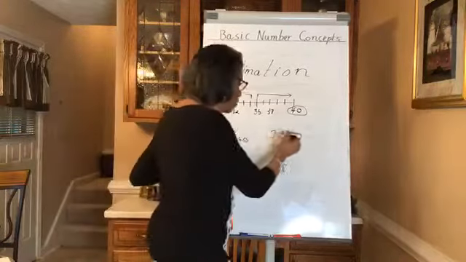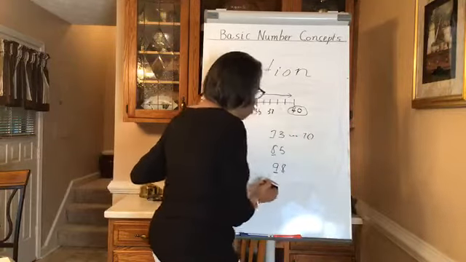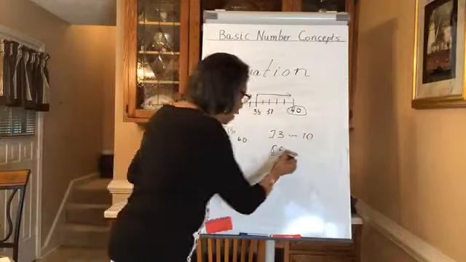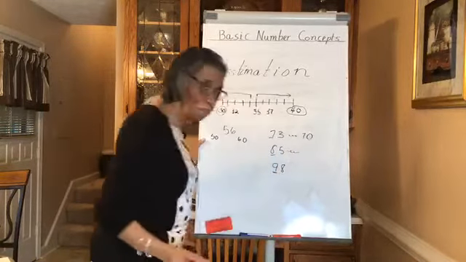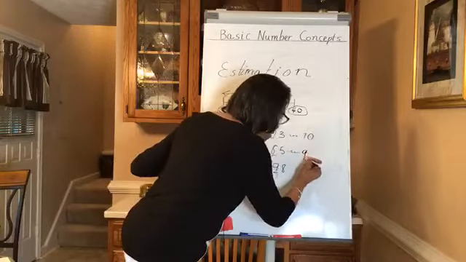All right. 73 definitely is closer to 70 than it is to 80. 85 is halfway between 80 and 90. So we round it off to 90.